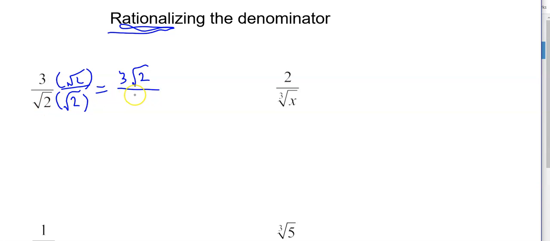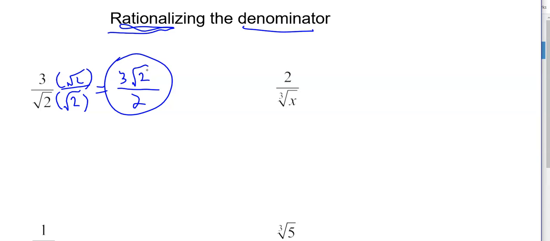Square root of 2 times square root of 2 is square root of 4, or 2. So my answer now, the denominator has been rationalized. There's no irrational number in the denominator. 2 is nice and rational. Square root of 2 is irrational, but now it's in the numerator, which is somehow okay.